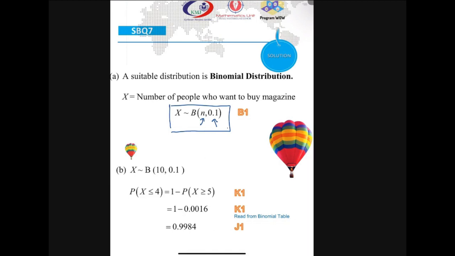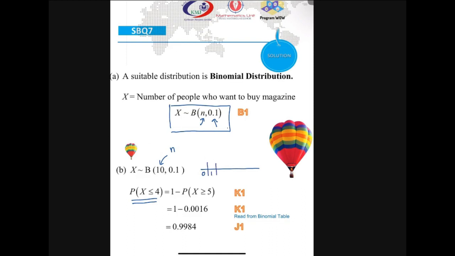Okay, and then for the part B question, it mentioned the number of people. We have 10 people altogether. We have to find the probability of at most 4. At most 4 is not covered in our table because the table provides at least. So that's why we have to use 1 minus at least 5. Why does this happen?